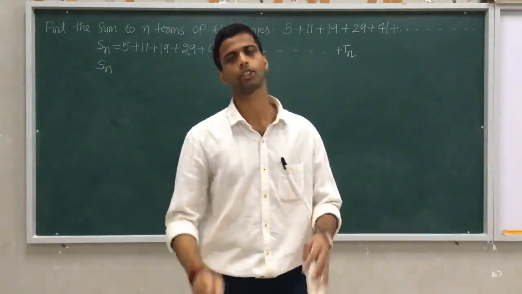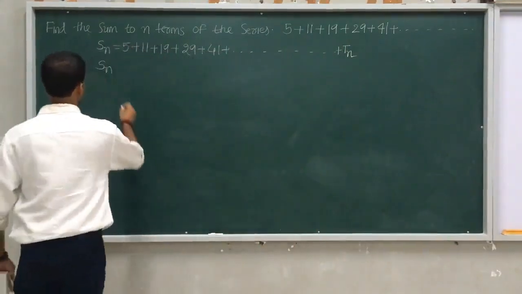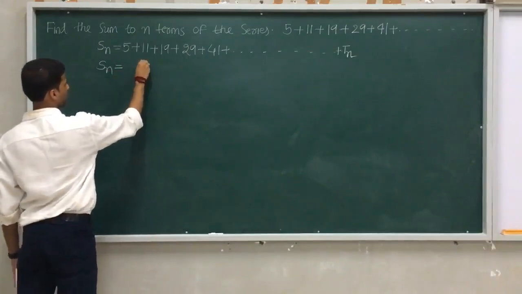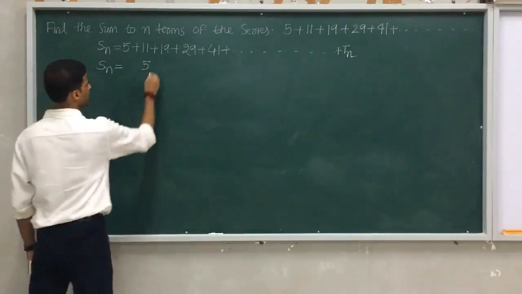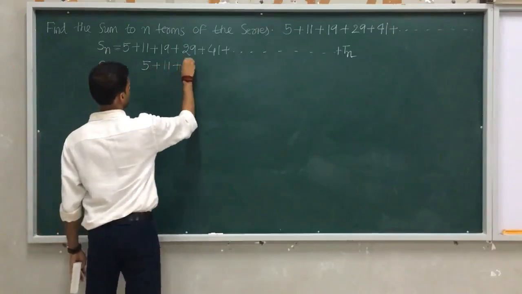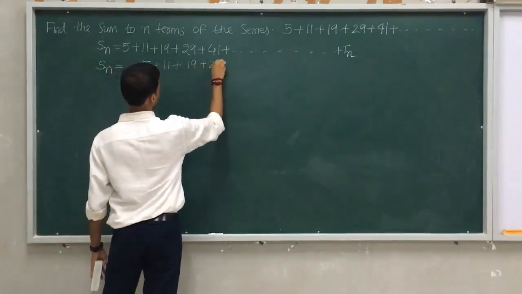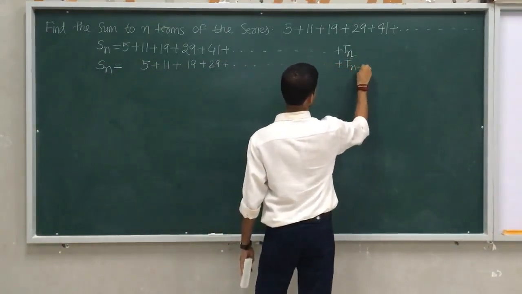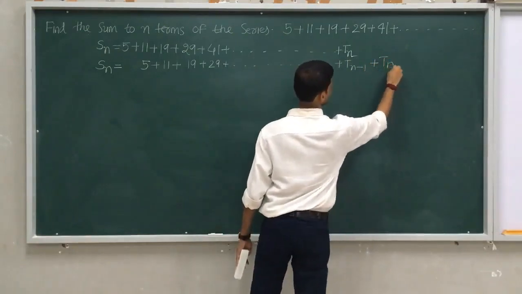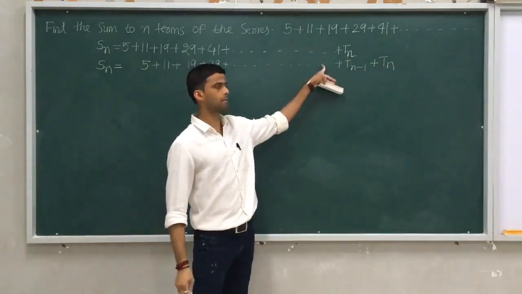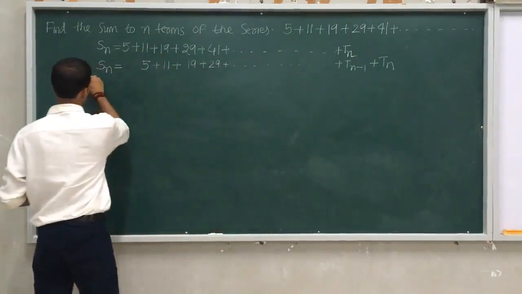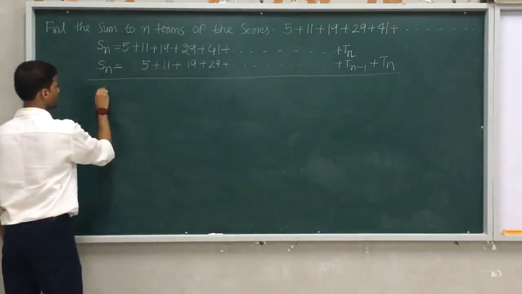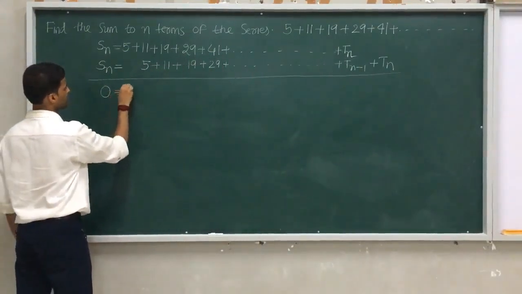Difference means subtraction. But how to apply this method is, they will write Sn again, but instead of writing 5 here, they will write the next terms, 11, 19, 29. Here they will write Tn minus 1, and here they will write Tn. Hope you understand. And obviously the previous term is Tn minus 2. Now subtract these two.